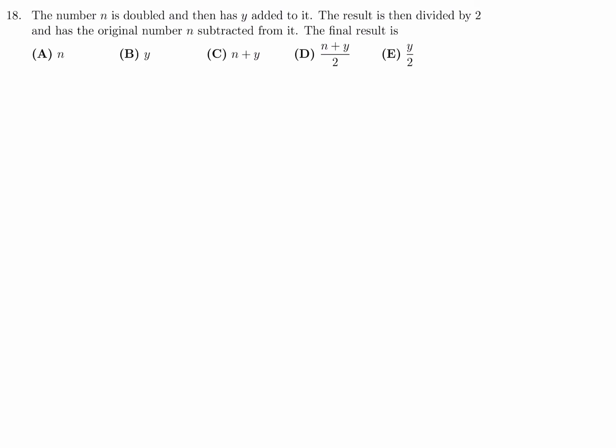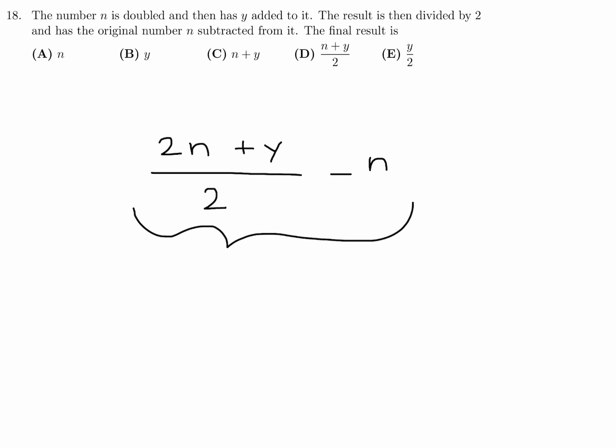The number n is doubled and then has y added to it. The result is then divided by 2 and has the original number n subtracted from it. The final result is... We have a number n, and originally that number is going to be doubled. And then y is added to that number. And then this result is divided by 2 and has the original number n subtracted from it. So now we have to subtract n. And this is what they want us to figure out, which one of those answer choices looks like that, or equals that, I should say.